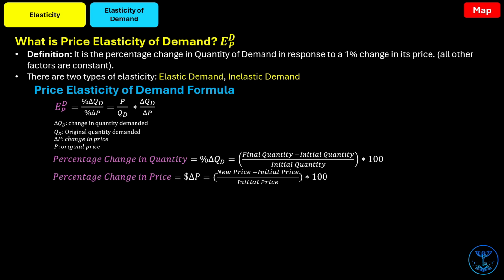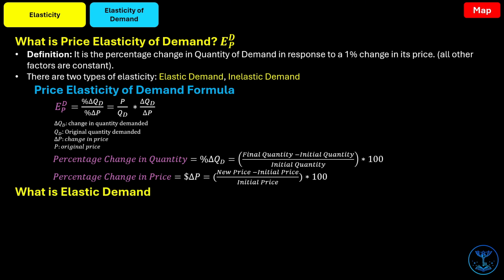Or we can just break this out into price divided by your quantity of demand times your change in quantity of demand divided by your change in price. So I have everything on the bottom underneath the formula of everything you need to know. And then after that, we have the percentage change in quantity and the percentage change in price. This is going to be important if they ever ask you about that.